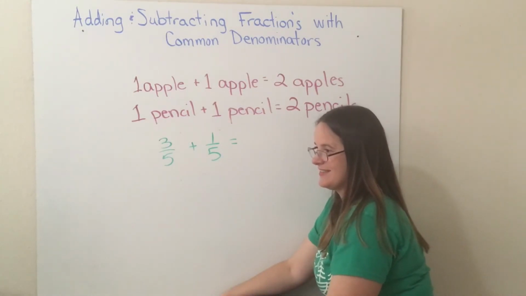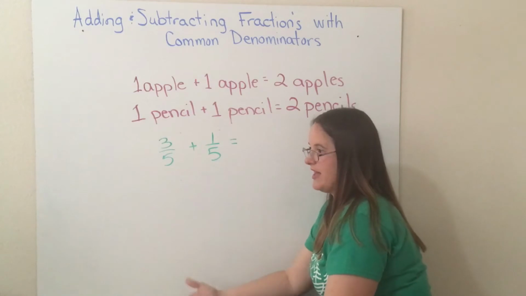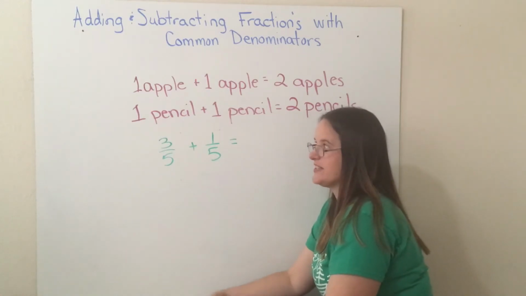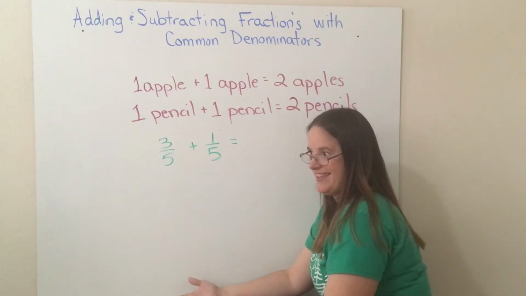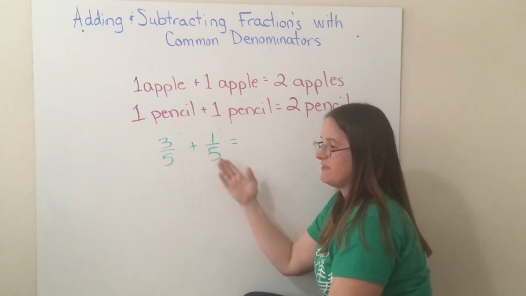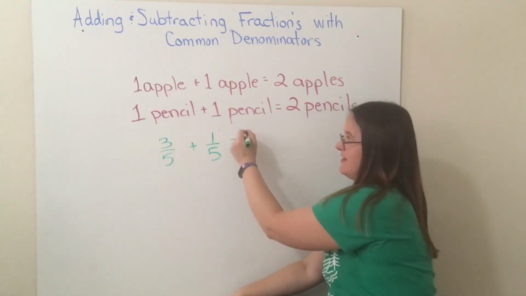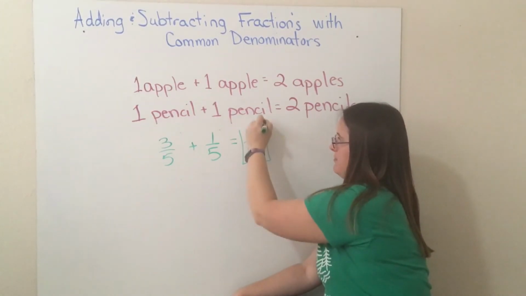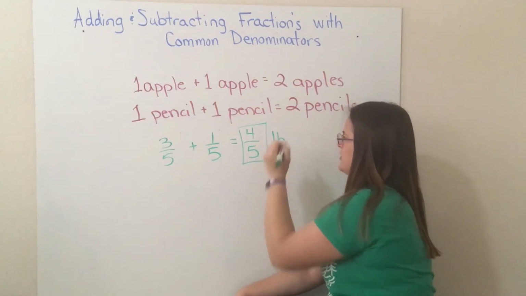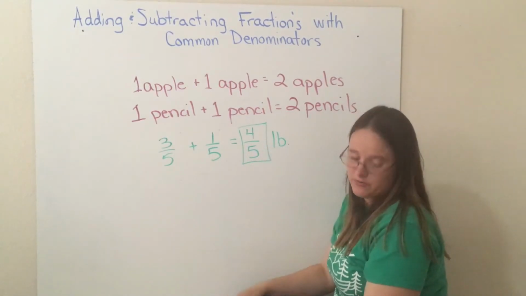That is 4. 4 what? 4 pencils. What is 3 apples plus 1 apple? 4. 4 what? 4 apples. So what is 3/5 plus 1/5? 4/5. Correct. This would be our answer to that problem. Actually, it's a word problem, so it's 4/5 of a pound.